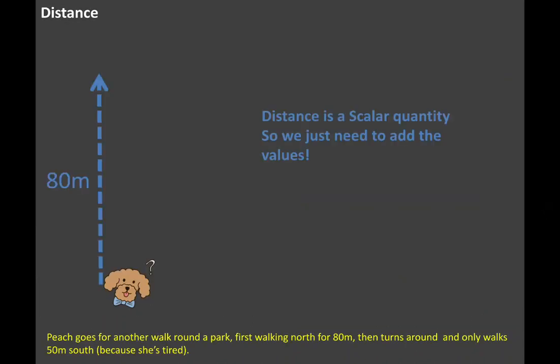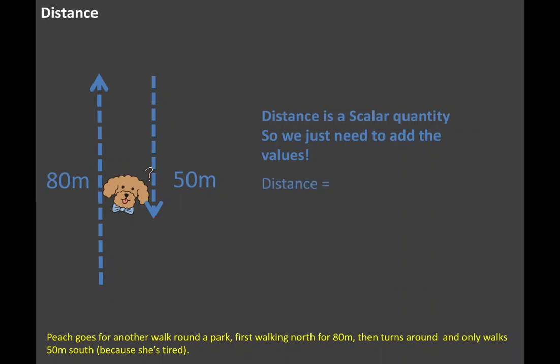Let's have another example. Peach goes for another walk around the park, first walking north for 80 meters. He walks to the north for 80 meters, and then only walks 50 meters south. He's tired. Now the distance is a scalar quantity, so we need to add the values, right? 80 plus 50 is equal to 130 meters. So the final distance traveled is 130 meters.